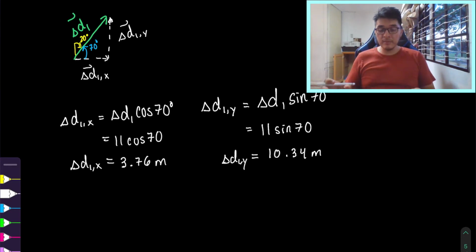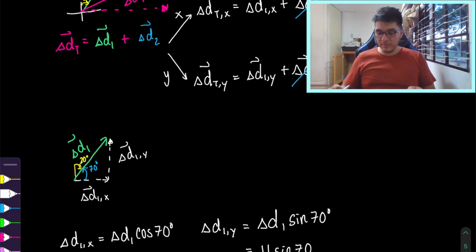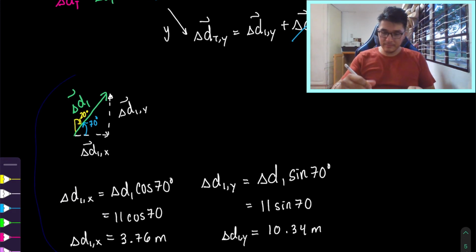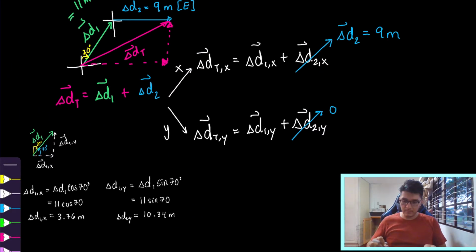So I found the magnitude of the x and the y component, but those are vectors which have directions. So this means that when I'm plugging them back into my formulas, my x component, I have the magnitude, and the direction was pointing to the right. So this means I'm going to take it as a positive number. So this will be equal to 3.76 meters.